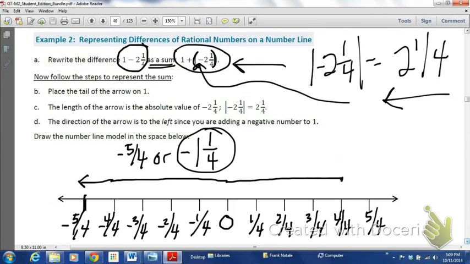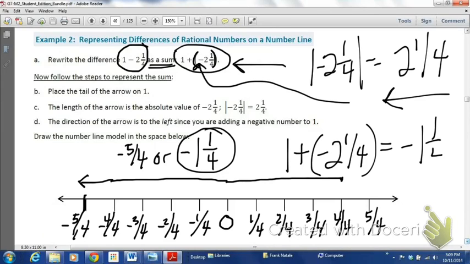Okay, negative 1 1/4. How does that look as an equation? That would be 1. Of course, we're writing these as sums, plus, actually we did this already up front, did we? Yeah, that's right, plus negative 2 1/4 equals negative 1 1/4.